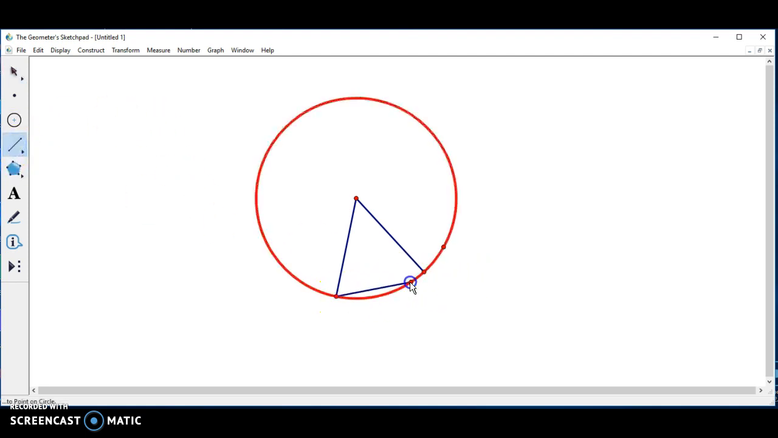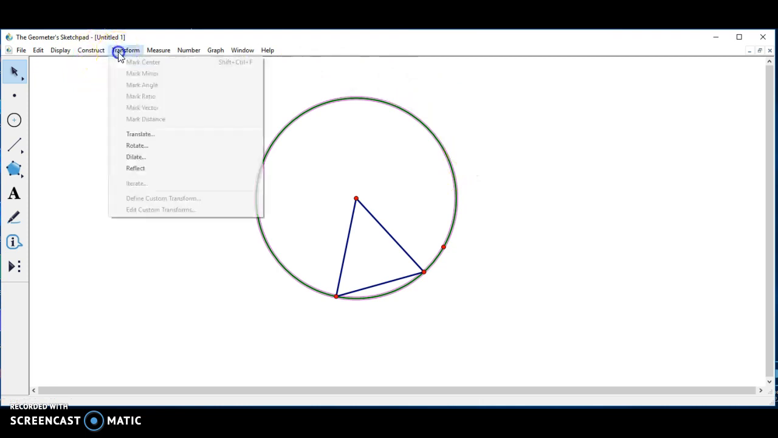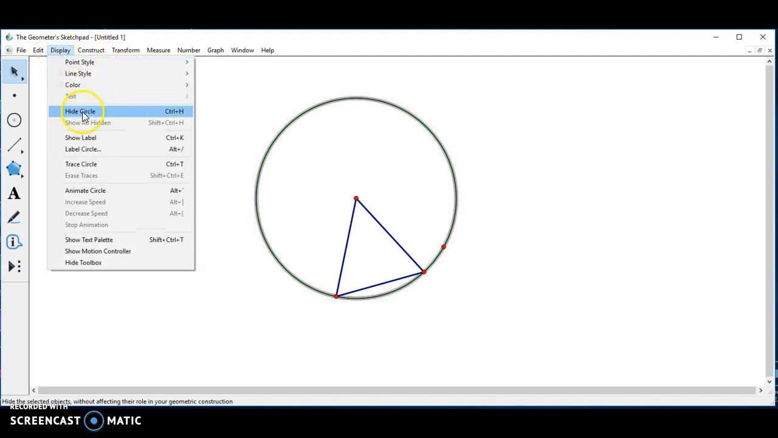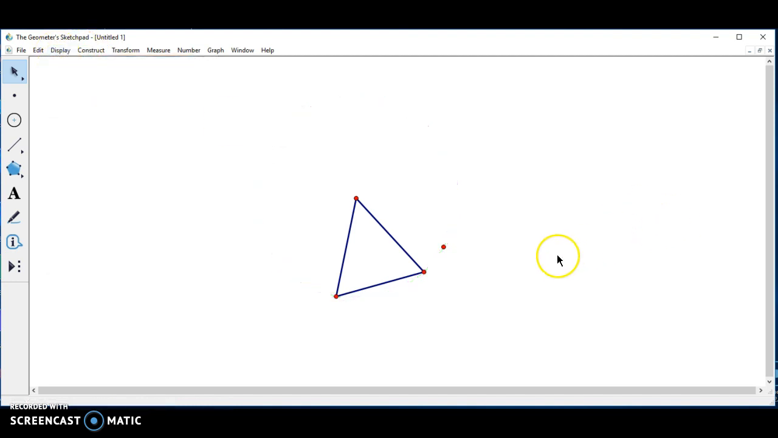Then I take a line segment, connect these two. We got our triangle. The next little thing is let's hide this, which is under, where is that? Display, hide circle. There we go.